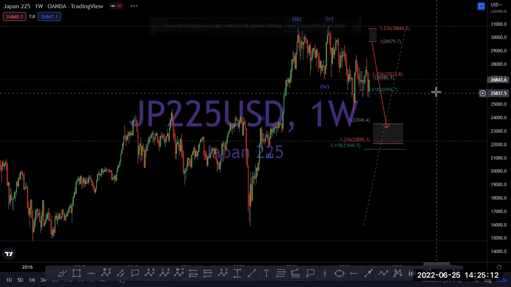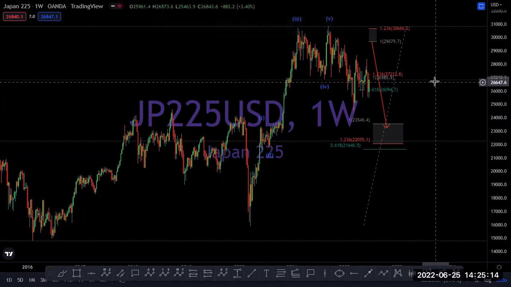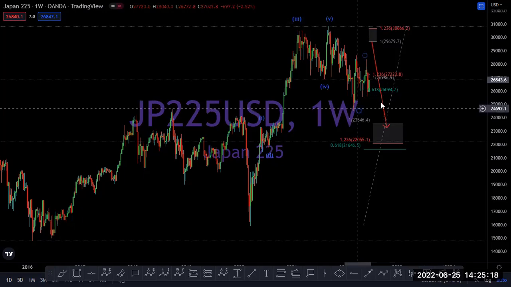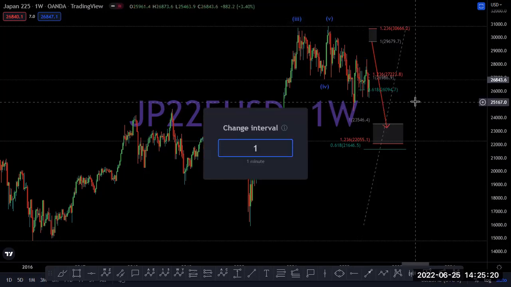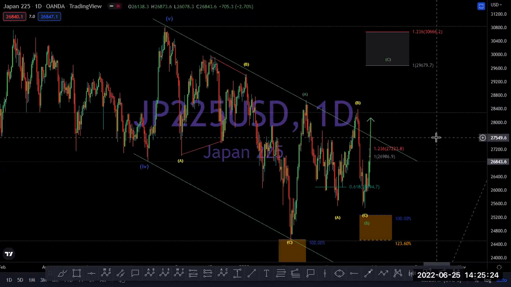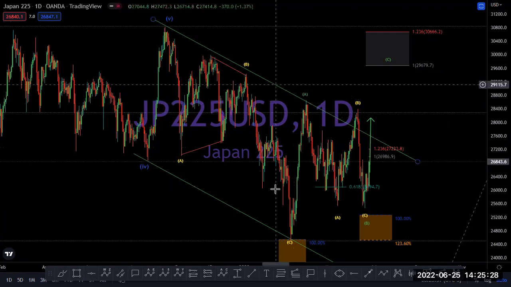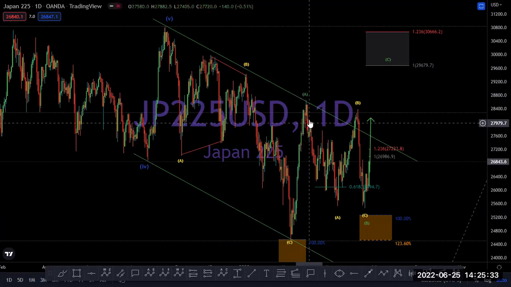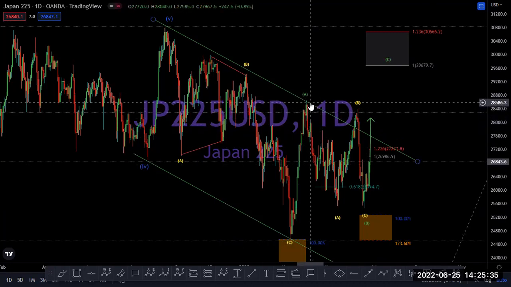JP225. Weekly, not too much on weekly. So let's go to daily. So that is where we have business to do. One, when the market hits this level, I told you we're going to buy, and we check what happens here. If you watch all the videos, you will see it. And you see a reaction.